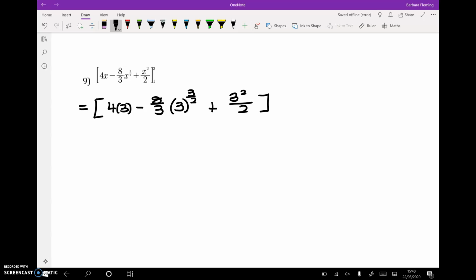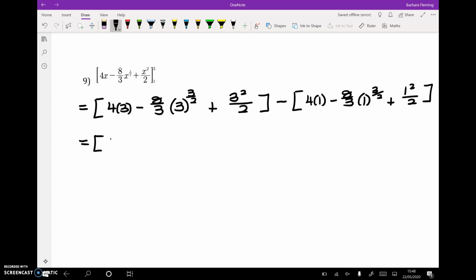Now we're going to substitute in the 1. So again, it's take away. Open your bracket again and we'll sub 1 in. So 4 times by 1, take away 8 over 3, times by 1 to the power of 3 over 2, plus 1 squared over 2, and we close our bracket. Now we can start calculating and tidying this up. Keep it in brackets for the moment.